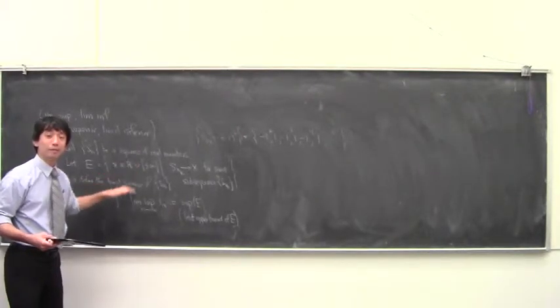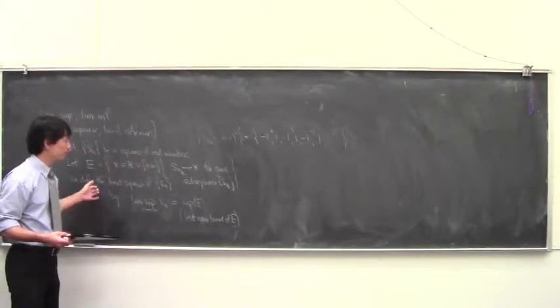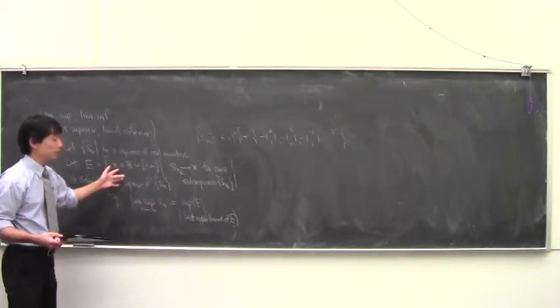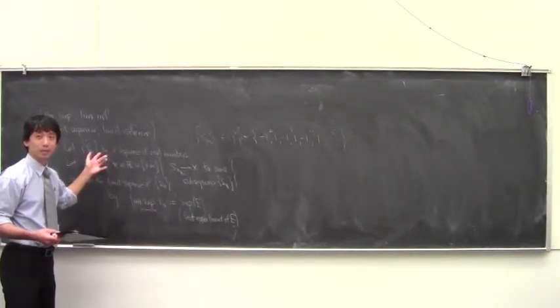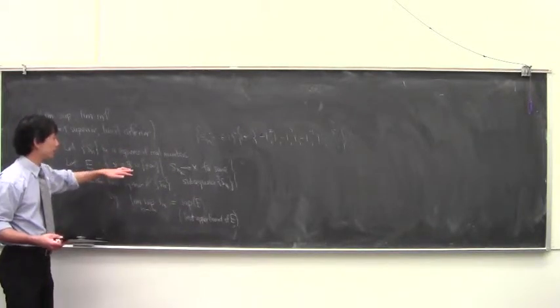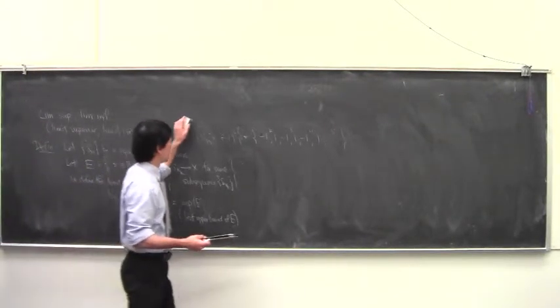Okay. So one always has a lim sup and a lim inf, although you don't always have a limit. Given any sequence, you're guaranteed to have a lim sup and a lim inf.